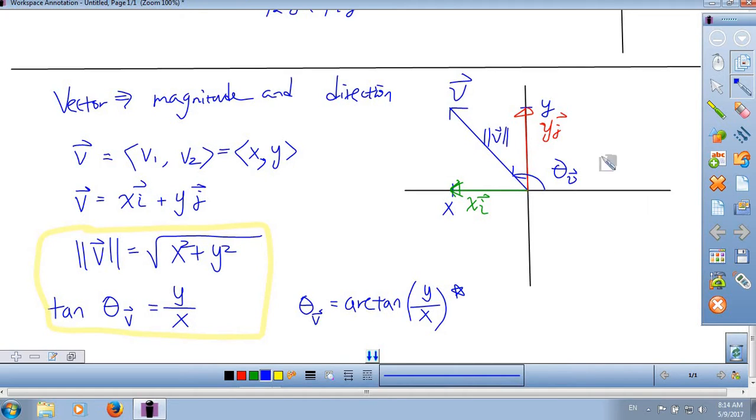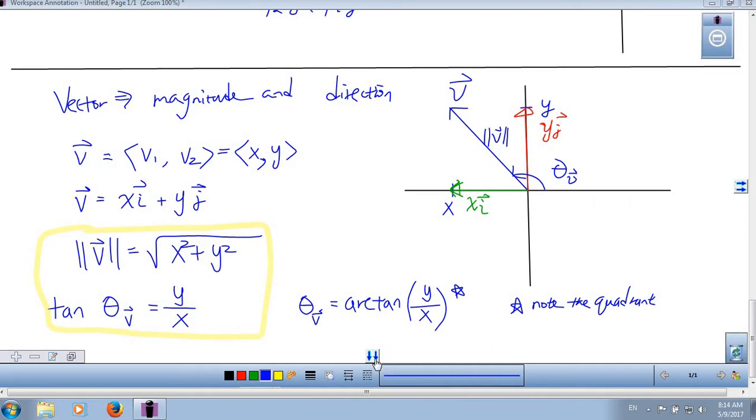So if your vector is in quadrant 1 or quadrant 4, then you are fine. You can get the angle right away. However, what happens if the vector is not in quadrant 1 or quadrant 4? For example, this vector is pointing in the quadrant 2 direction. So that's the asterisk: we need to adjust according to the quadrant. Note the quadrant of the angle, otherwise you will not have the correct answer.